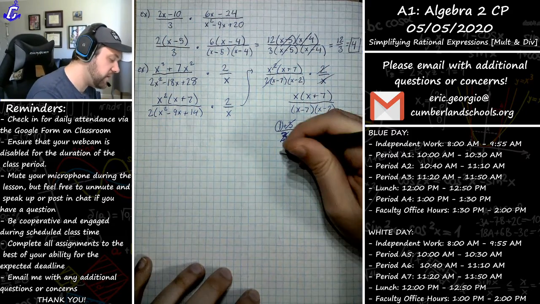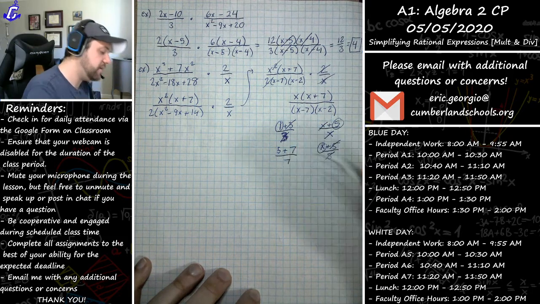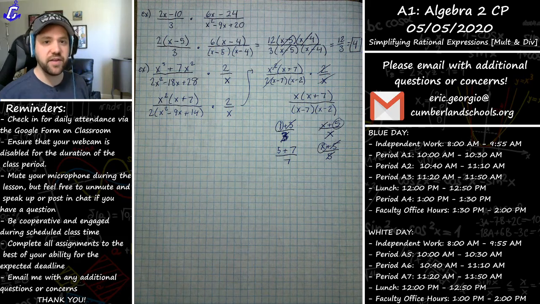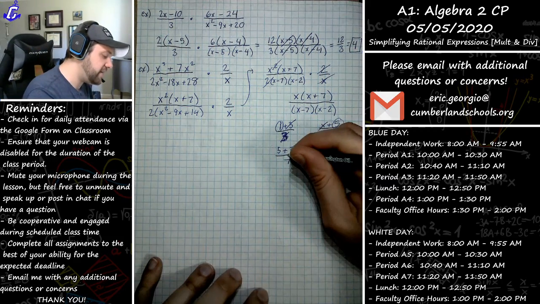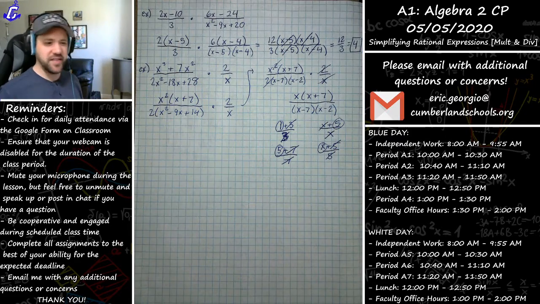All right, just to show you another example with real numbers. If I had 5 plus 7 over 7, right? 5 plus 7 is 12 over 7. 12 divided by 7 is a decimal. I certainly can't say, oh, 7 divided by 7 goes away and it's just 5, right? It doesn't work that way.